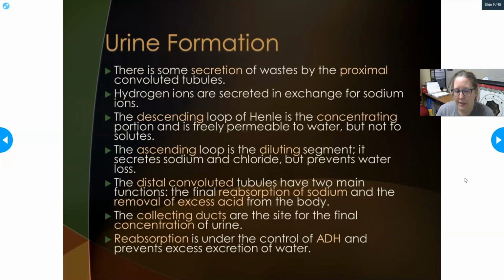And then it moves through the distal convoluted tubules, and they have two main functions: the final reabsorption of sodium and the removal of excess acids from the body. The collecting ducts then are the site for the final concentration of urine before it leaves, and reabsorption at this point in time is going to be under the control of antidiuretic hormone, and that would prevent excess excretion of water. So water is definitely a precious resource for your body.